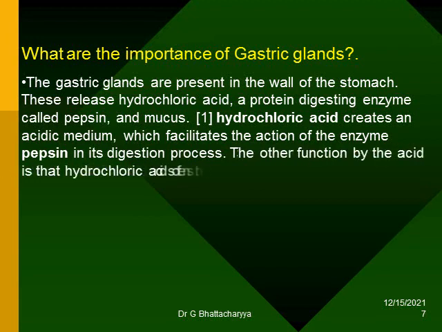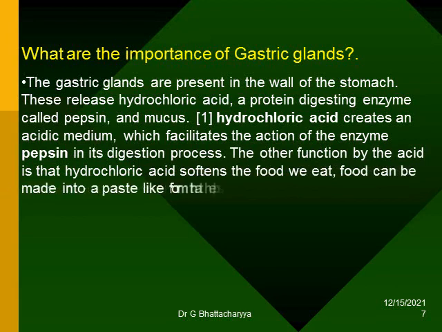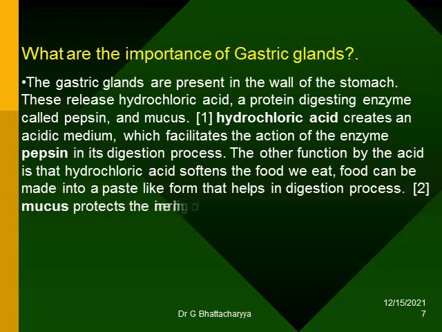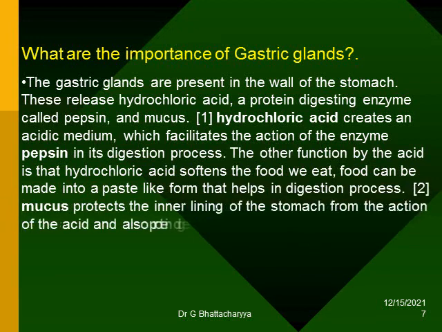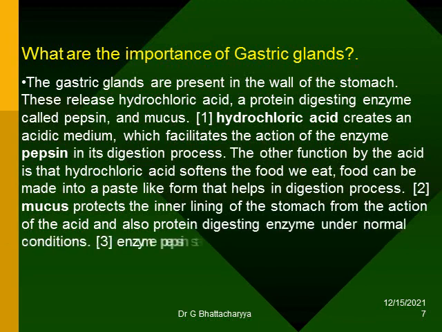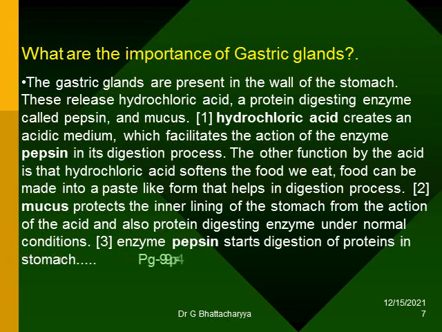The other function of the acid is that hydrochloric acid softens the food we eat. Food can be made into a paste-like form that helps in the digestion process. Mucus protects the inner lining of the stomach from the action of the acid and also the protein digesting enzyme under normal conditions. Enzyme pepsin starts digestion of proteins in the stomach.